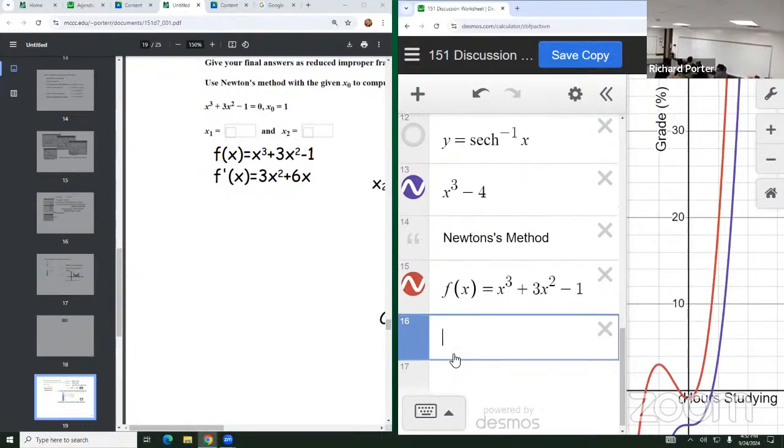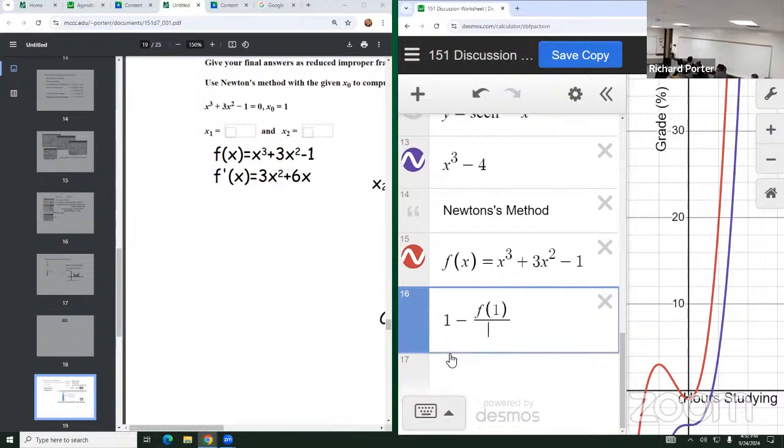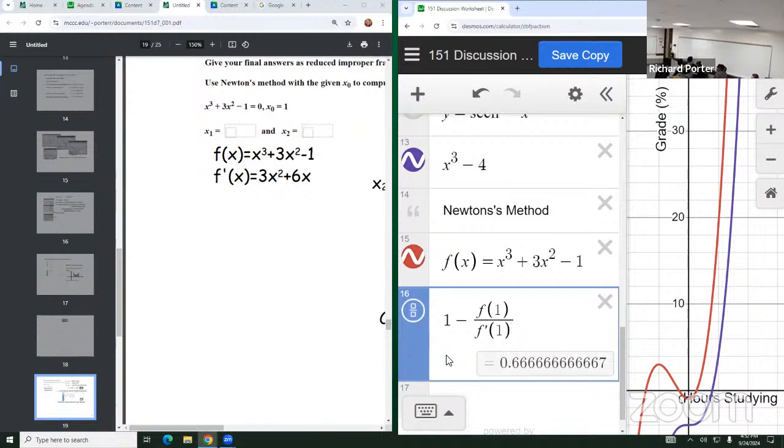So it wants us to take 1 minus f of 1 divided by f prime of 1. Now, I don't even have to figure out what the derivative is. I can just leave it like that. Desmos will do it for us. Okay, and what do I get? 0.66667. I got it as a fraction. I'm going to take that, 2/3.